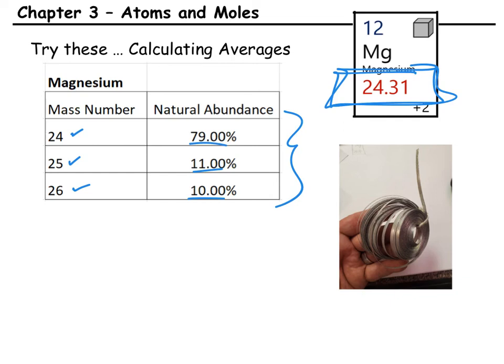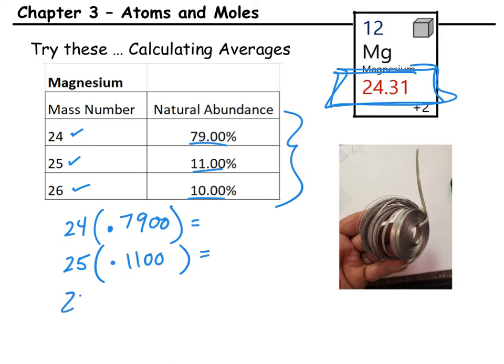We'll take the 24 mass number times its percentage. Now, in the calculator, I would put 0.7900. For that, I could get a number. I could take my 25 times 0.1100 and get a number. I can take my 26 times 0.1000 and get a number. However, I could just do this all in the calculator in one shot.